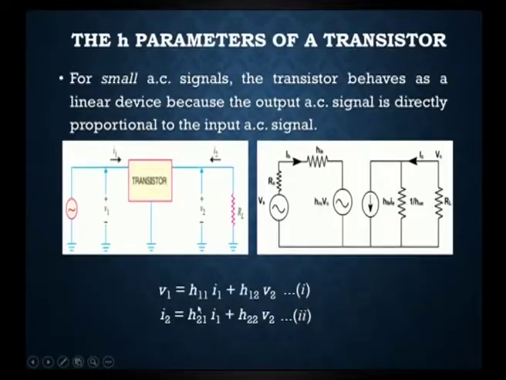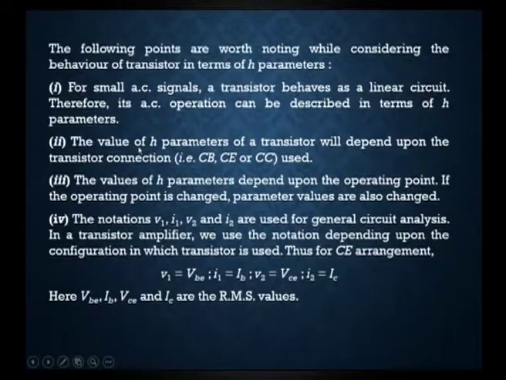So, for now we understand the basic concept of a transistor h parameter and how we are going to represent the h parameter equivalent circuit, and the equations are also the same, and these notations can be changed for the transistor. Some of the points that we need to know for the transistor h parameter: for a small AC signal a transistor behaves as a linear circuit. Therefore, its AC operation can be described in terms of h parameters. That is what we need to know.